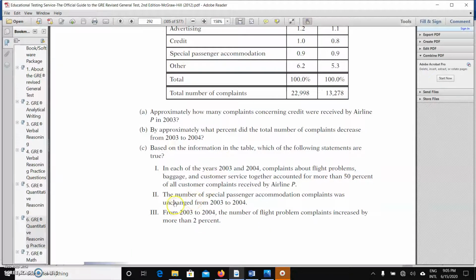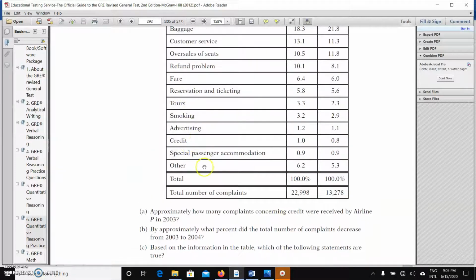The second one: the number of special passengers accommodation complaints was unchanged from 2003 to 2004. This question is quite tricky. If you are not smart, you are going to miss it. 2003 to 2004, so special passenger accommodation. Let's check. Can you say 0.9%, 0.9%?